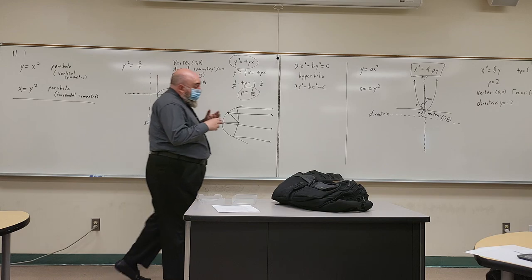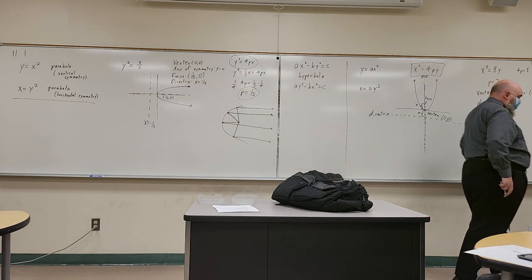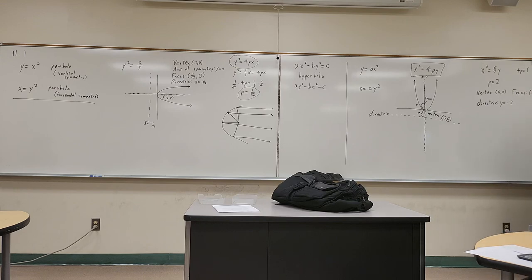So all that you're going to be asked to do basically is to identify the foci and directrices of parabolas. Which, again, if they're not shifted, is really, really simple. It's just a matter of finding P and then offsetting P in either direction to find the focus in one direction, the directrix in the other. And that's really all there is to this section.